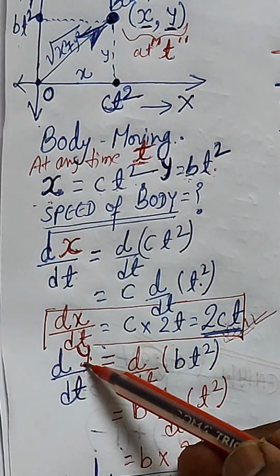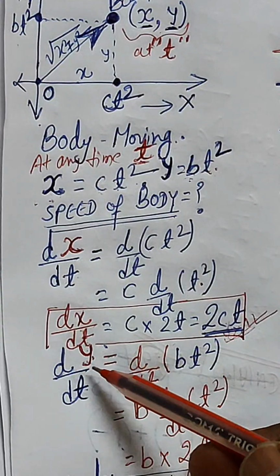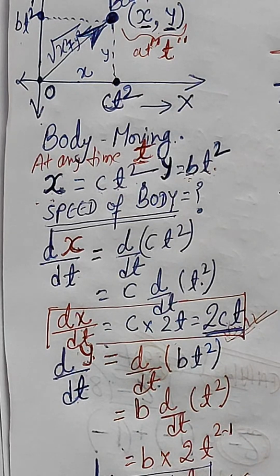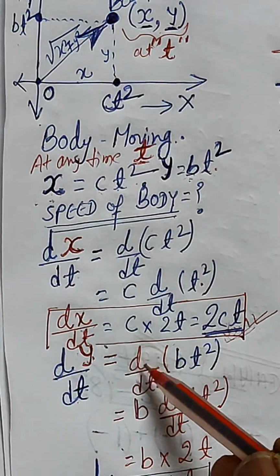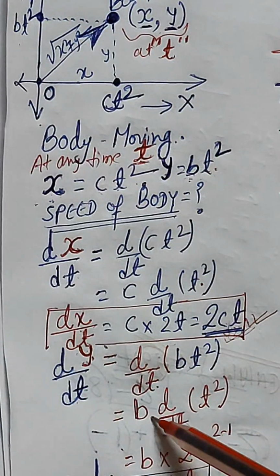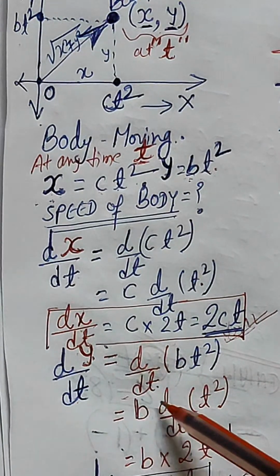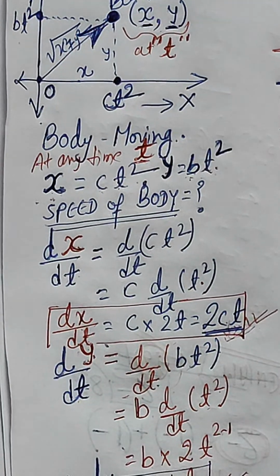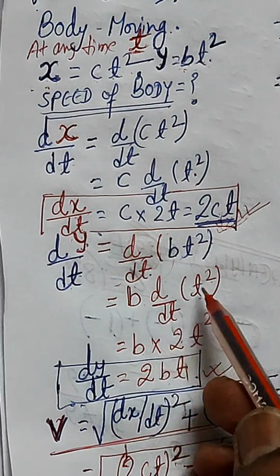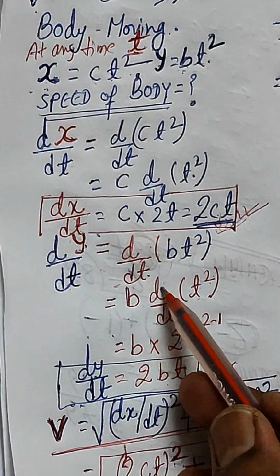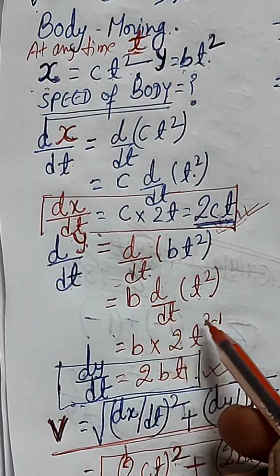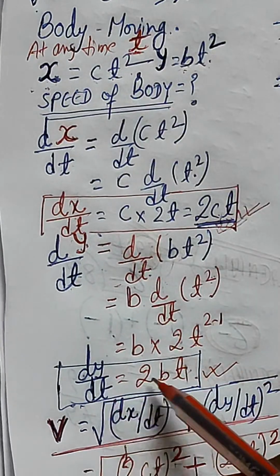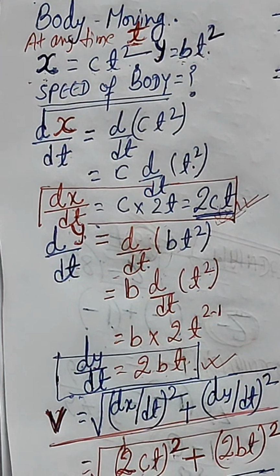Similarly, if we take the y component and differentiate it with respect to t, we get the y component of the velocity of that moving body, that is d by dt of bt square, in which b as a constant comes out, and d by dt of t square is left inside. When we differentiate it with respect to time, it will be 2 into t power 2 minus 1. So this will be 2bt. So the y component of the velocity is calculated as 2bt.